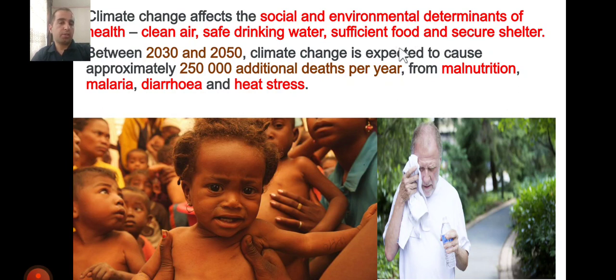And it is projected that more than 200,000 people will die of climate change by 2050. And this is a big concern. It shows that climate change is going to be a catastrophe by 2050. As I said, it has several adverse effects indirectly, mainly through malnutrition, malaria, diarrhea, and heat stress, for example.